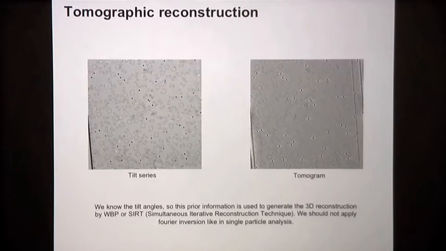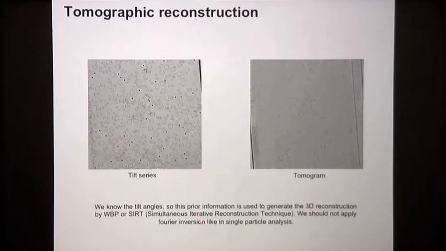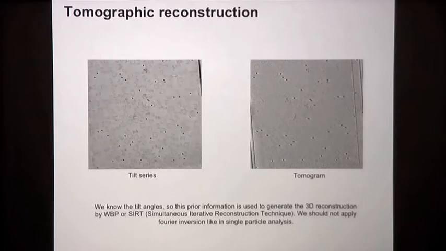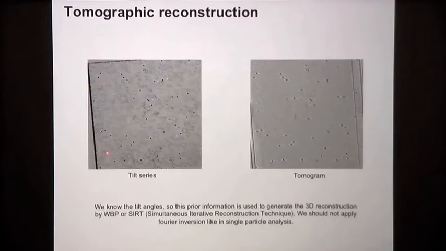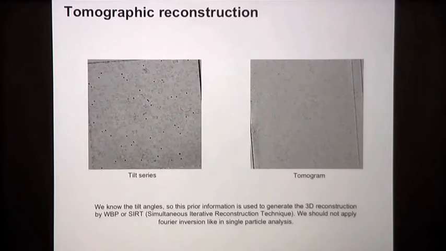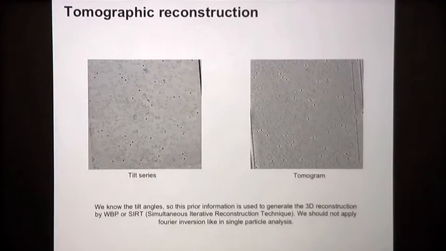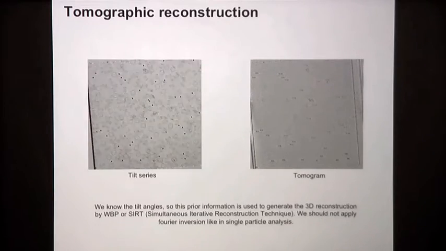We should not apply simple direct Fourier inversion like we do in single particle analysis, because in tomography, as we tilt our grid, there are different parts of the sample which come into the field of view, which should of course not be back projected like you would in single particle analysis. So we should not do a direct Fourier inversion for tomographic reconstructions.